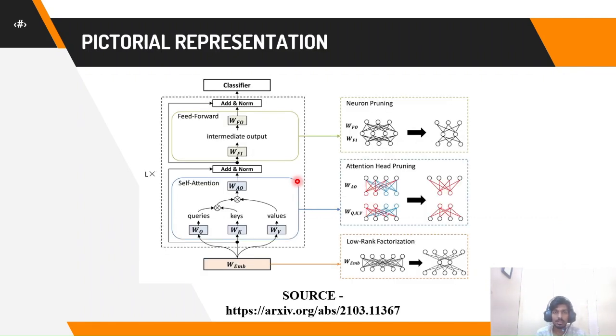So here is the complete pictorial representation of what we are going to do with the BERT model to compress it. On the left part of the diagram is the BERT model, and the colored boxes are the weight matrices which we are going to compress to decrease the size of the model. And on the right side are the techniques that we are going to use to compress BERT. On the left side it's written L multiplied with, which means in BERT there are L such transformers, and at the end we have a classifier to classify it.